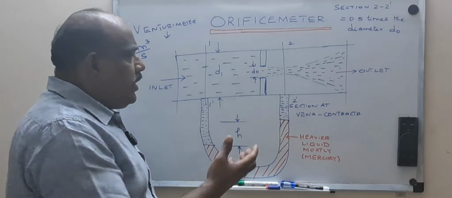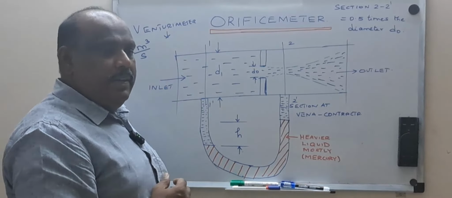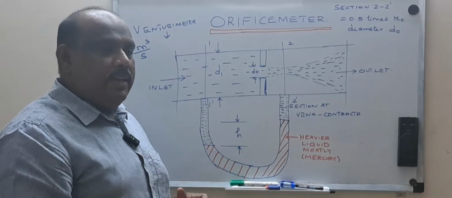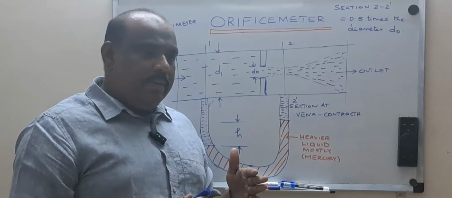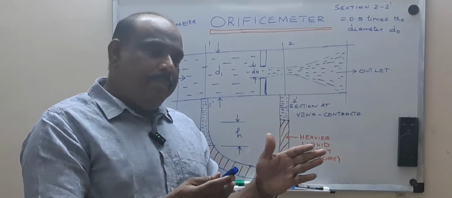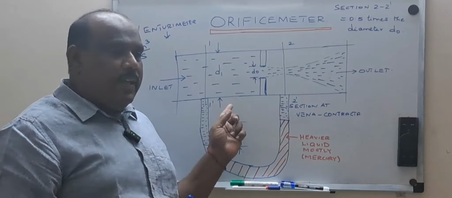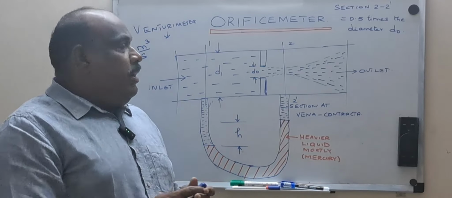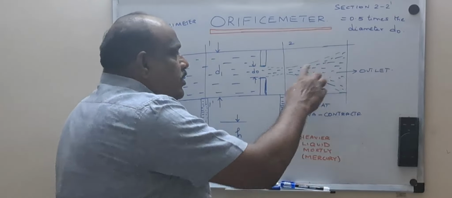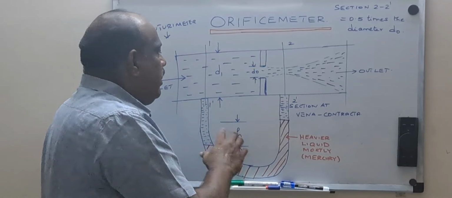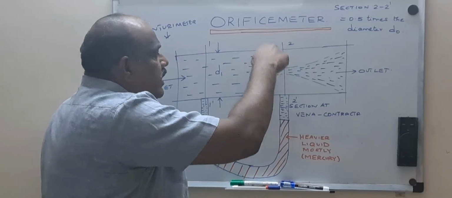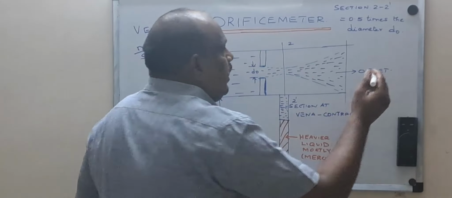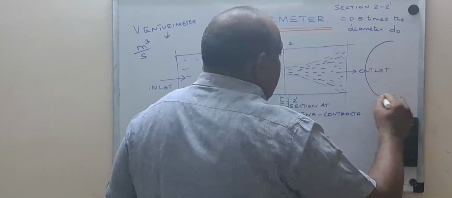Can you tell me why it is cheaper than the Venturimeter? What is the arrangement of the Venturimeter? We have a convergent portion, then a throat and a divergent portion. What about here? There is no convergence. Here we have only a pipe. Inside this pipe, we have inserted an orifice. This orifice, in the side view, will look like this.